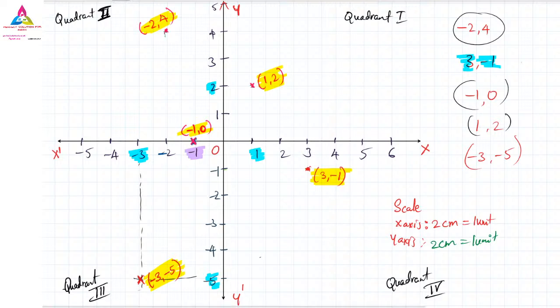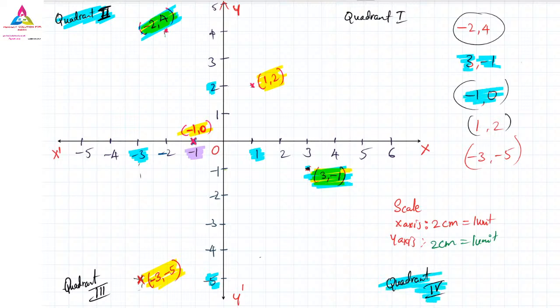Yes, so you can see here clearly which quadrant each point is lying in. The first point they have given, that is 2 and minus 4, is lying on the second quadrant over here. Similarly 3 and minus 1 is lying on the fourth quadrant. Here you have quadrant number 4. Similarly minus 1 and 0 is lying on the OX axis. So here the OX axis is lying.